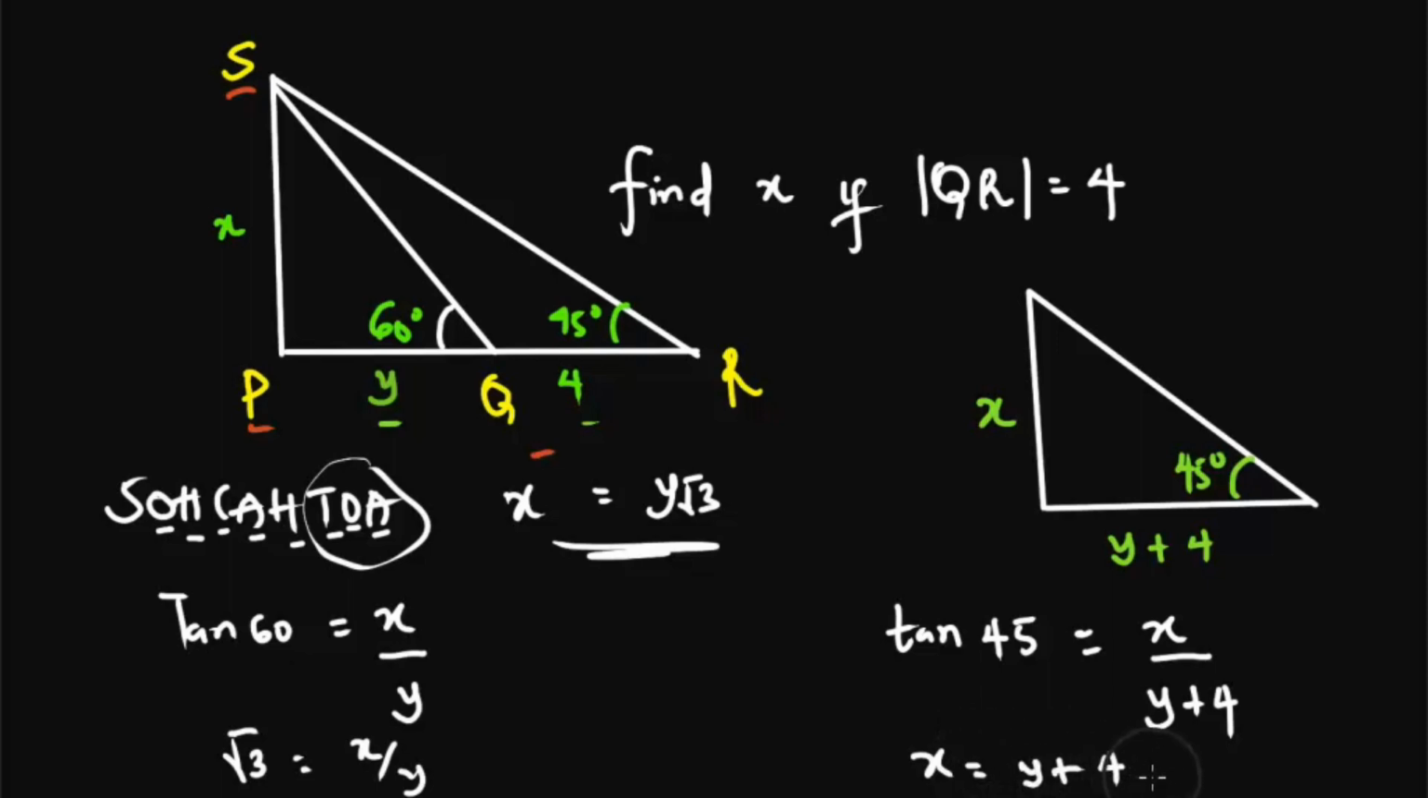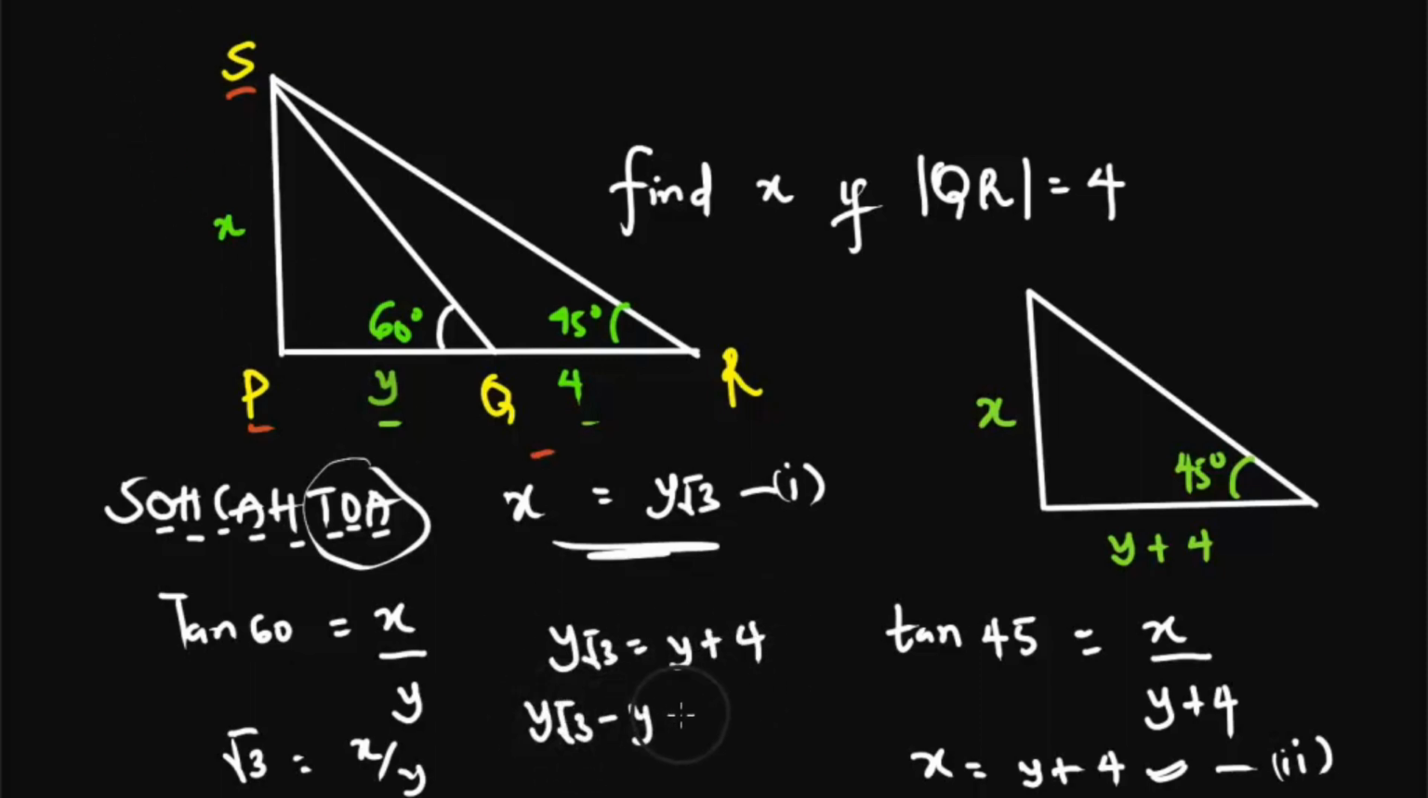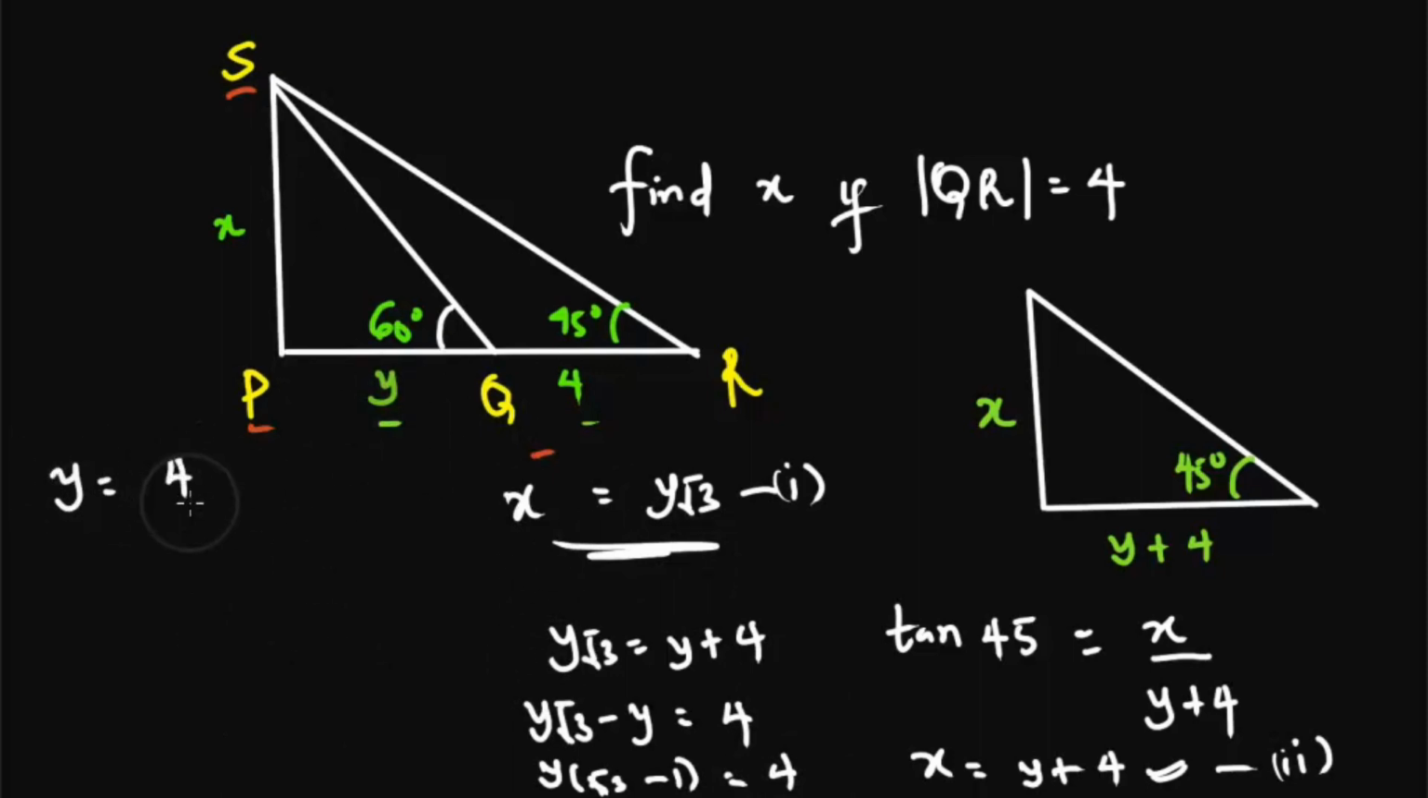So again, we have another equation for x. Let's say this is equation 1 and this is equation 2. We can substitute equation 2 into equation 1 or 1 into 2, however you want. If I replace x with y root 3, we have y root 3 equals y plus 4. So y root 3 minus y equals 4, and we can say y times (root 3 minus 1) equals 4. So y equals 4 divided by (root 3 minus 1).